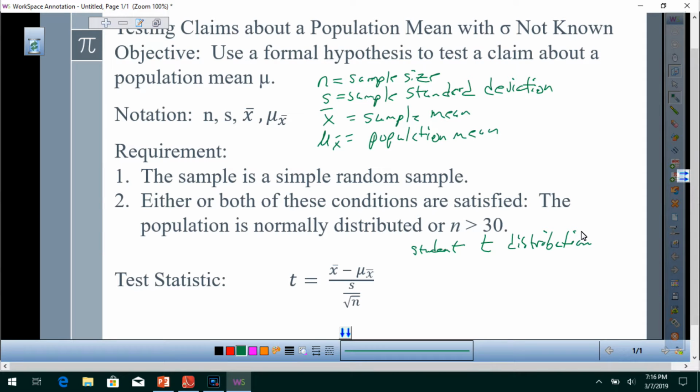If the standard deviation is known, then you will use the z. But if it is not known, you will use the student t distribution. And the test statistic is t equals x bar minus mu sub x bar divided by s over the square root of n.